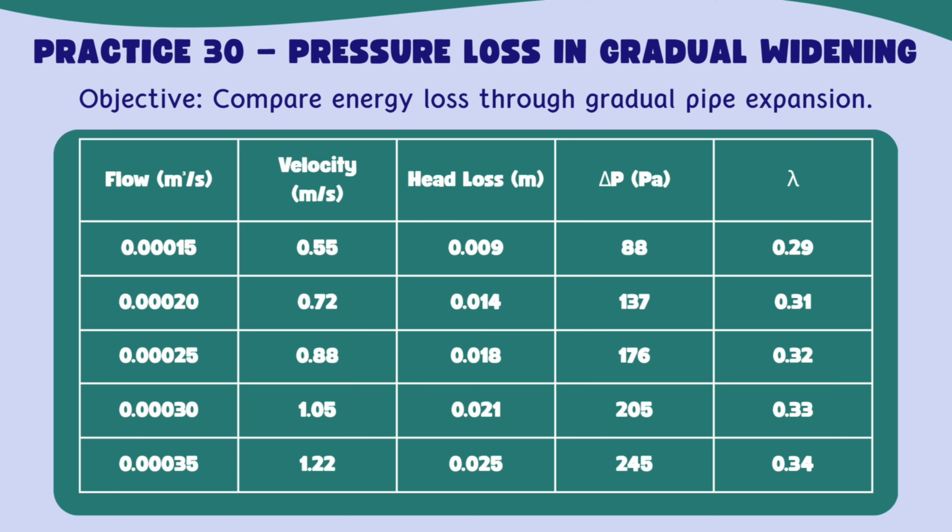Here, in practice 30, the pipe was gradually widened. Compared to the narrowing, the head loss is smaller, showing that a smooth expansion helps reduce turbulence. Instead of chaotic swirls, the fluid adjusts gradually, conserving more energy.